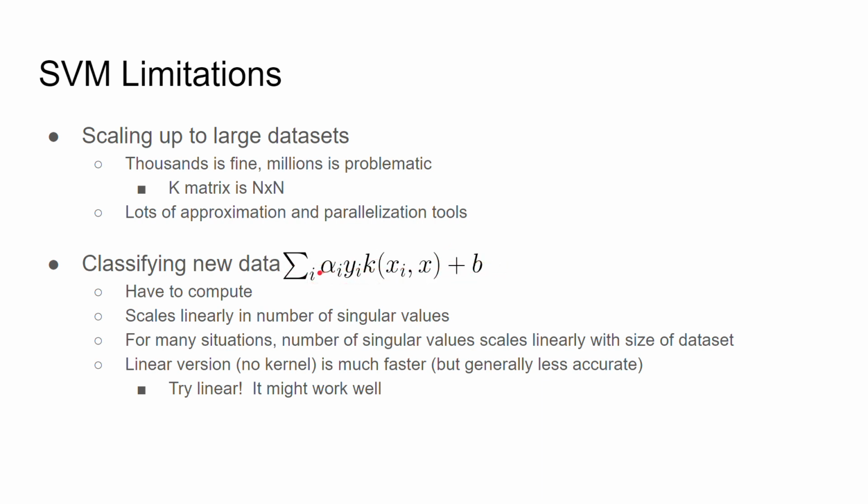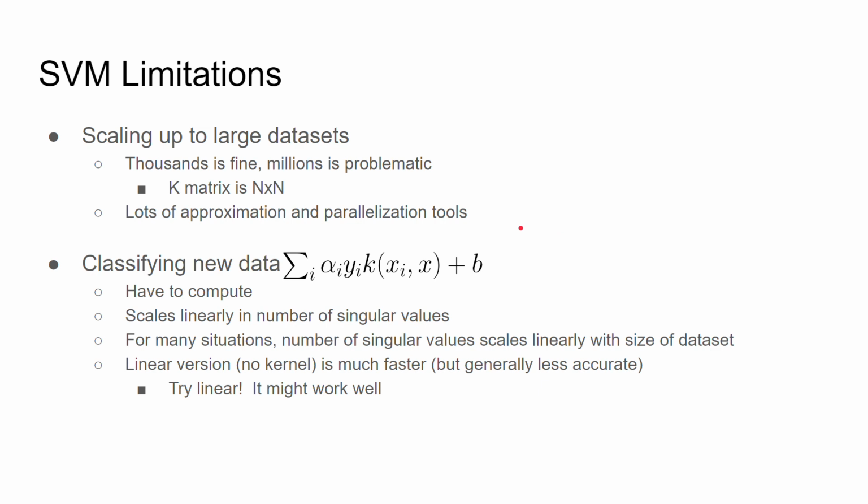But this is still linear in the number of support vectors. If I double my number of support vectors, I've got to double my compute there. And in lots of situations, if I double my amount of data, I probably am going to double my number of support vectors. So that can be an issue, again, as data sets get large.